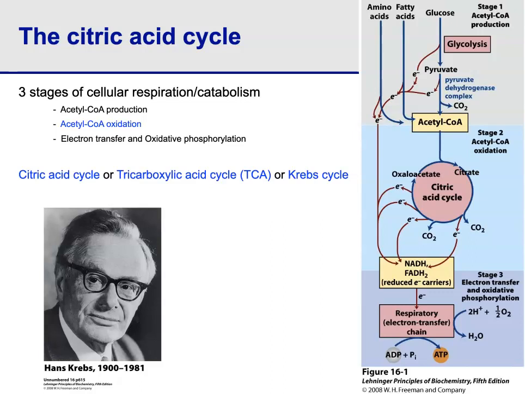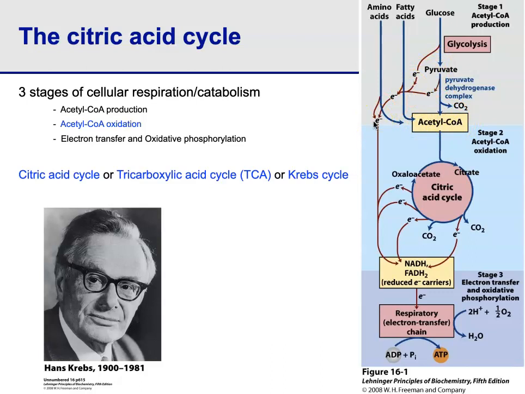The first stage is the production of acetyl-CoA. That stage unites all, if I can say, primary catabolic reactions for the various biomolecules. We've already discussed glycolysis. Later on we will talk about beta oxidation and the catabolism of amino acids. The common product for all of these pathways is acetyl-CoA and electrons.